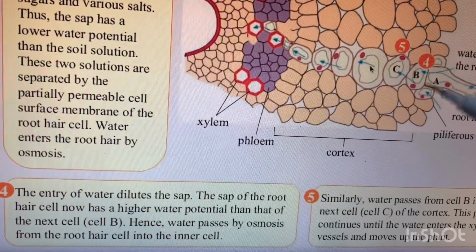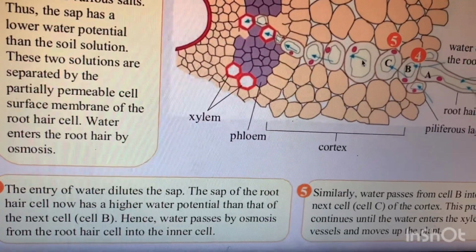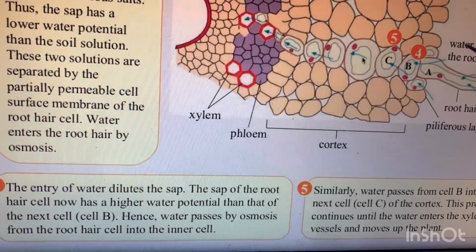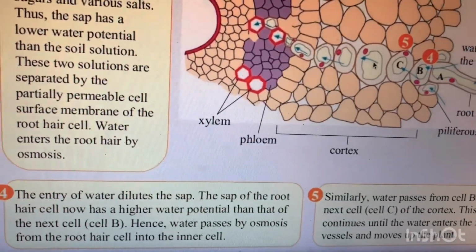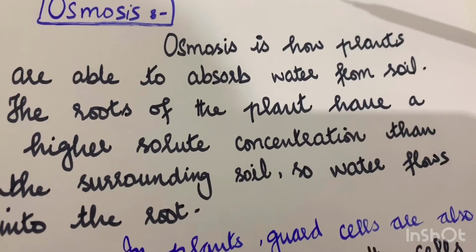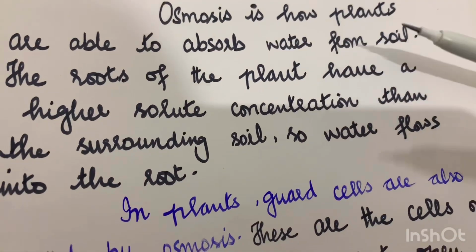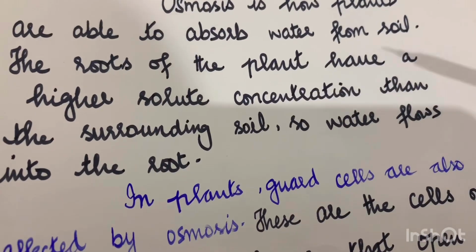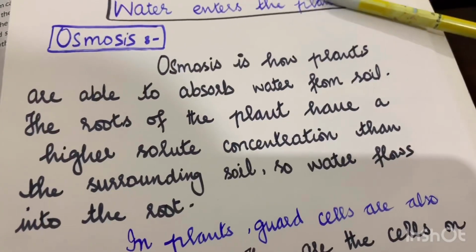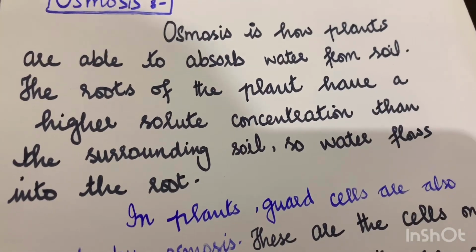Hence, water passes by osmosis from the root hair cell into the inner cell. Come back to the definition of osmosis. Osmosis is how plants are able to absorb water from the soil. The roots of the plant have a higher solute concentration than the surrounding soil, so water flows into the root. So because of the process of osmosis, the water will flow into the root.